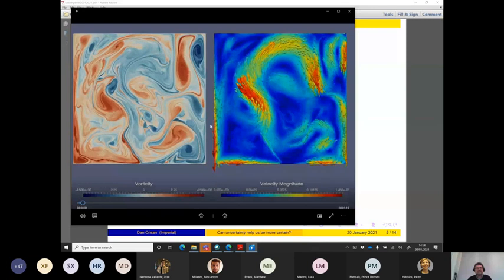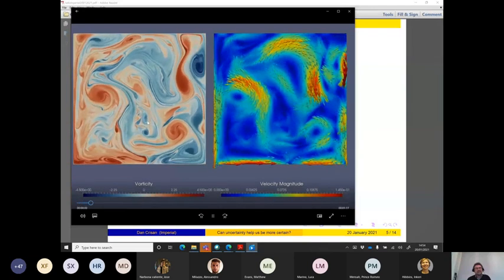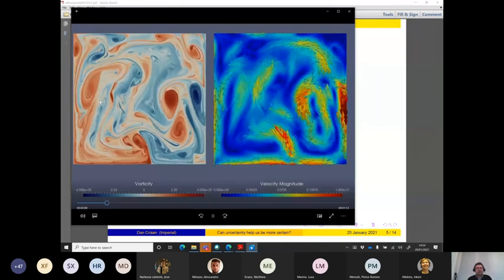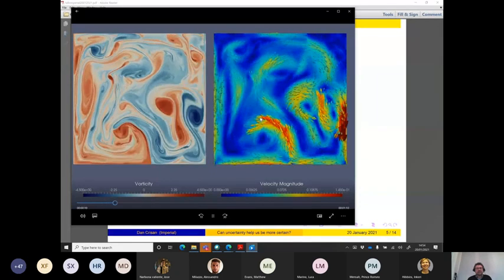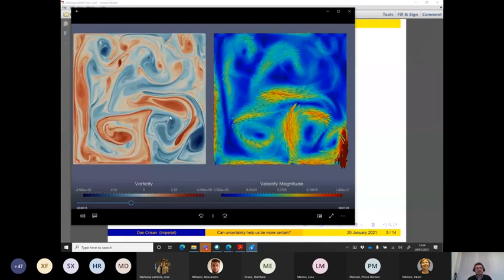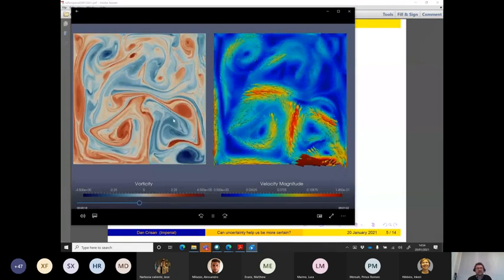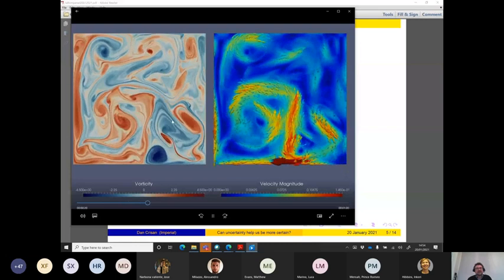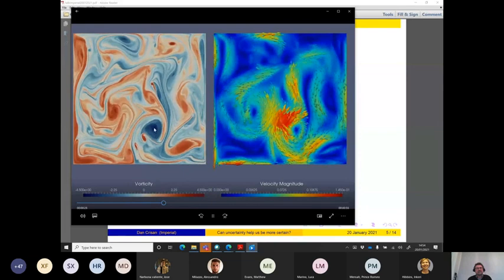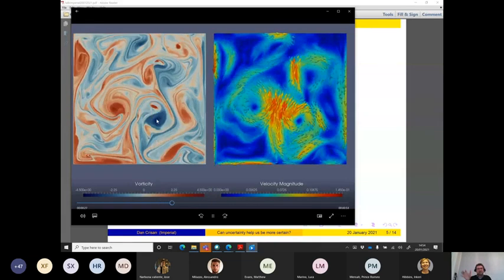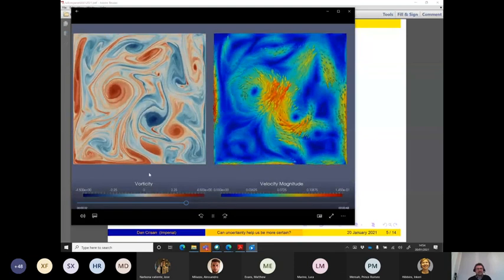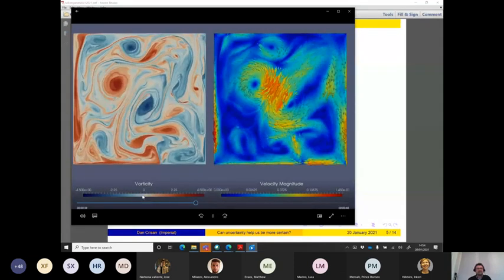Now, what is there on this side? On this side, you have the vorticity. The vorticity is a quantity which is connected to the velocity, and I'm going to show you the definition on the next slides. Basically, this one shows how quickly the fluid rotates around itself, right? So it measures how quickly the fluid turns around itself. And if it's white, that means the fluid doesn't turn around itself at all.